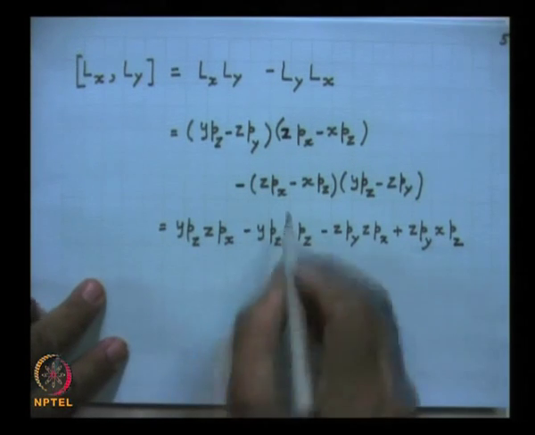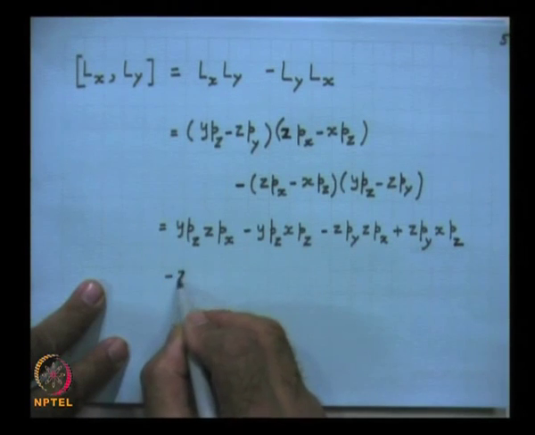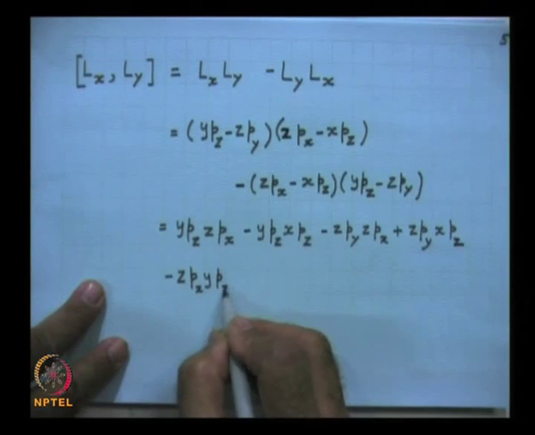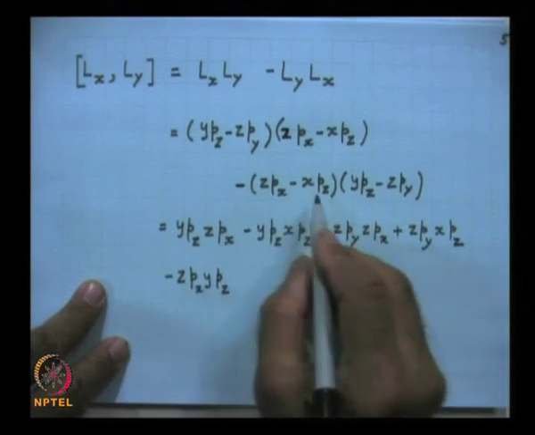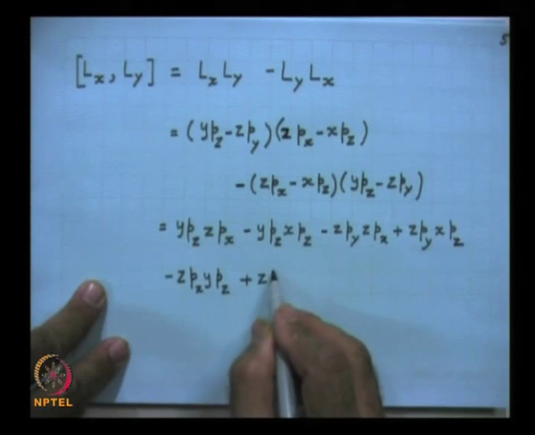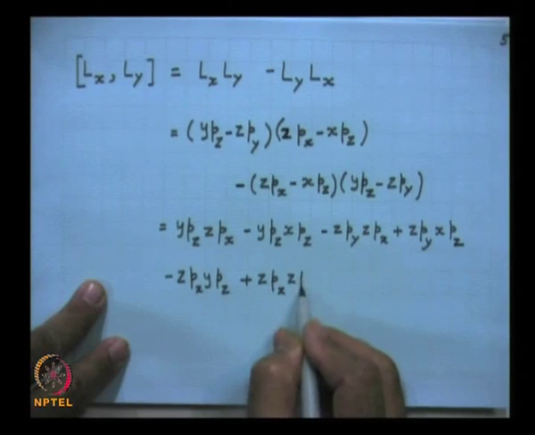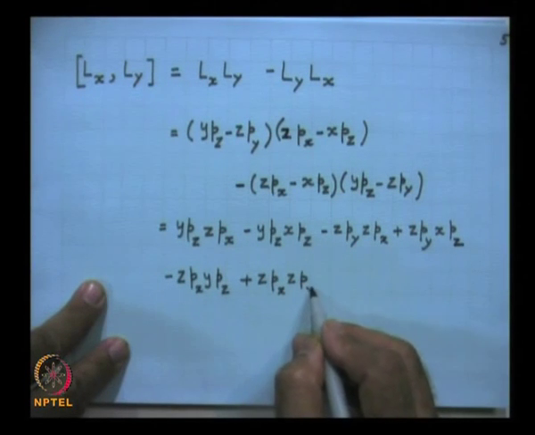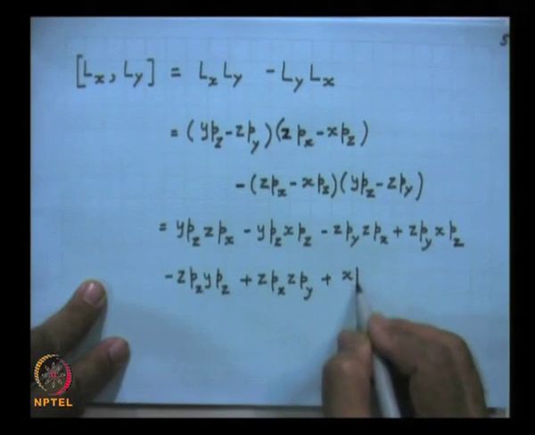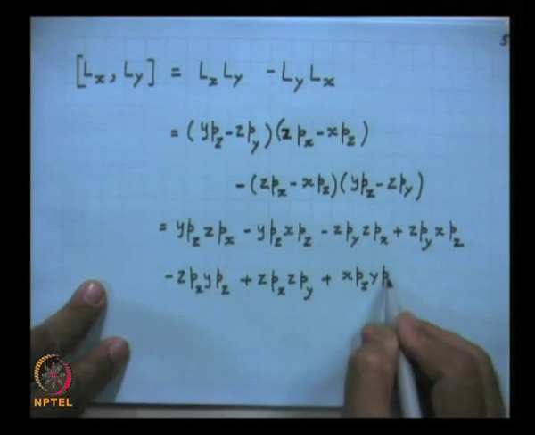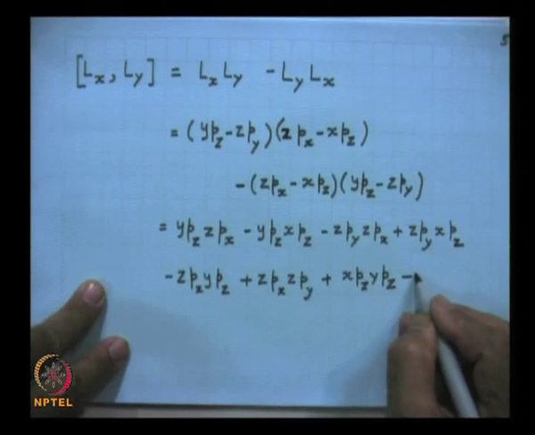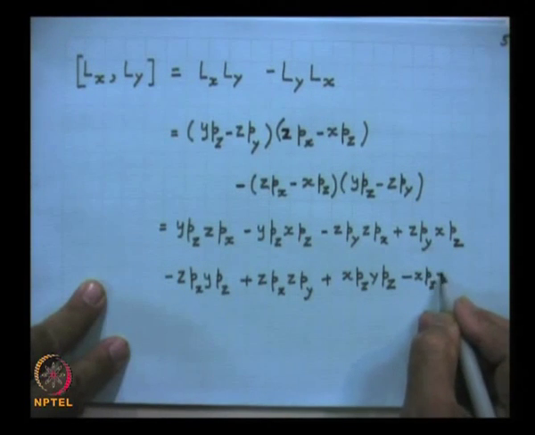And this will be minus z p x y p z, and then this times this will be plus z p x z p y, and then this that is plus x p z y p z, and the last term will be minus x p z z p y.